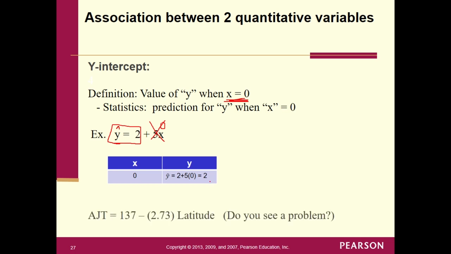So let's take a look at this. If we put in 0 for latitude, this goes away, okay? Now what sits at 0 degrees latitude? The equator. So what we're saying here is that a city that sits at 0 degrees latitude, at the equator, has an average temperature of 137 degrees Fahrenheit. You see a problem with that? That's awfully hot. We've got to figure out what happened here.